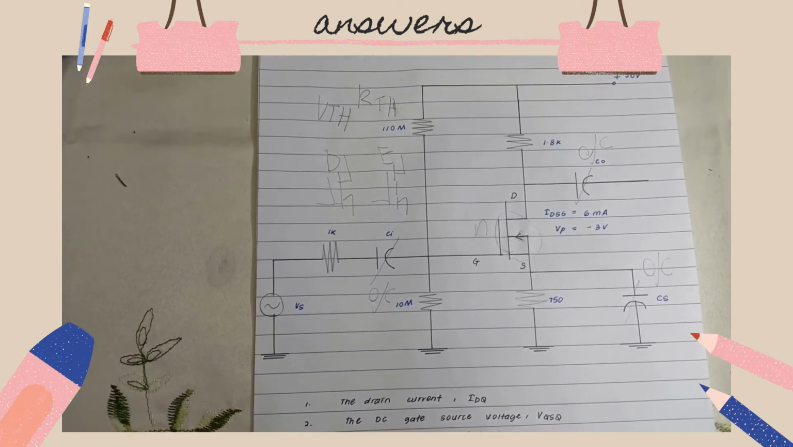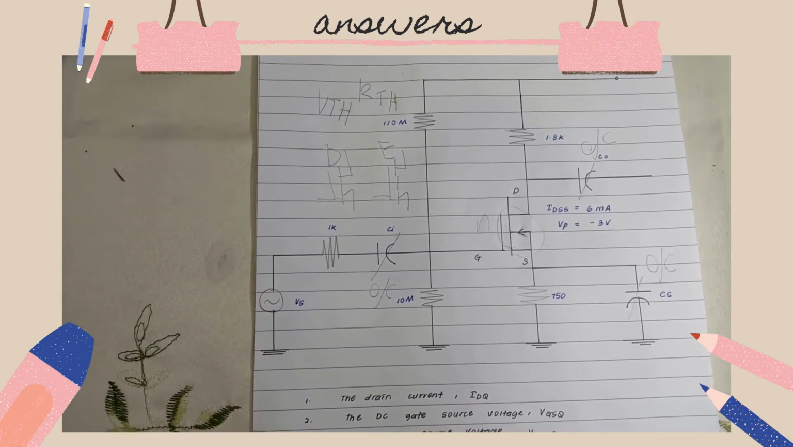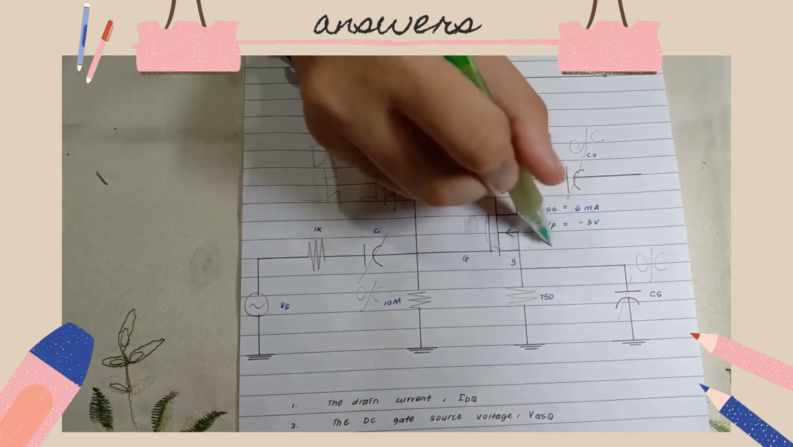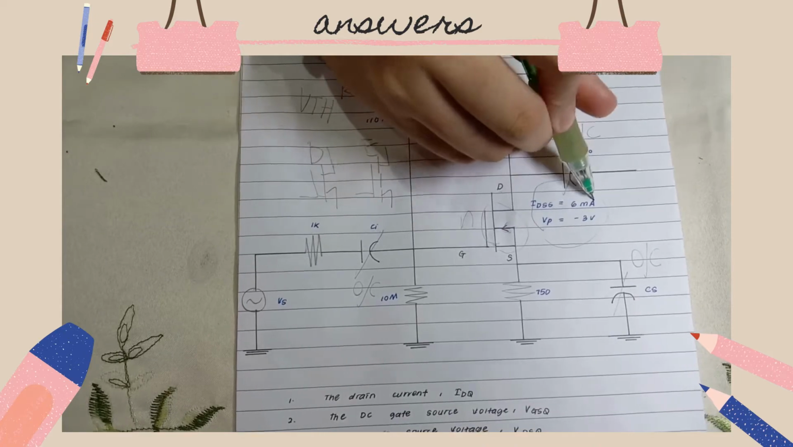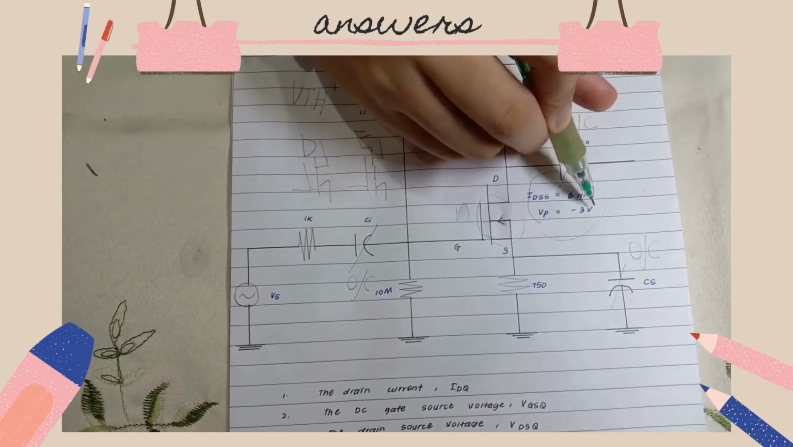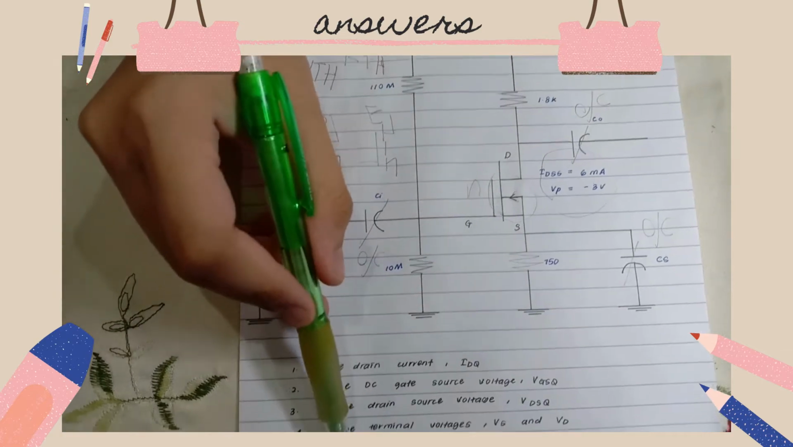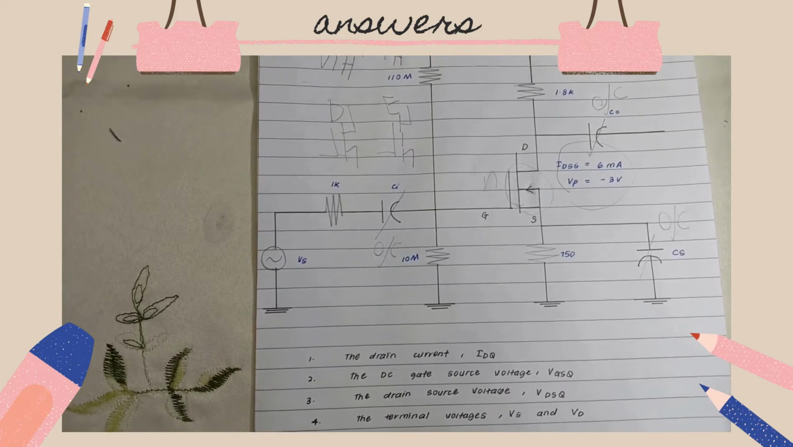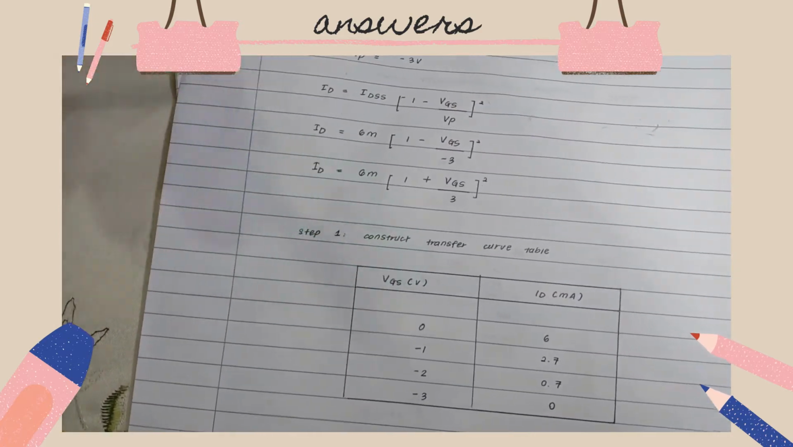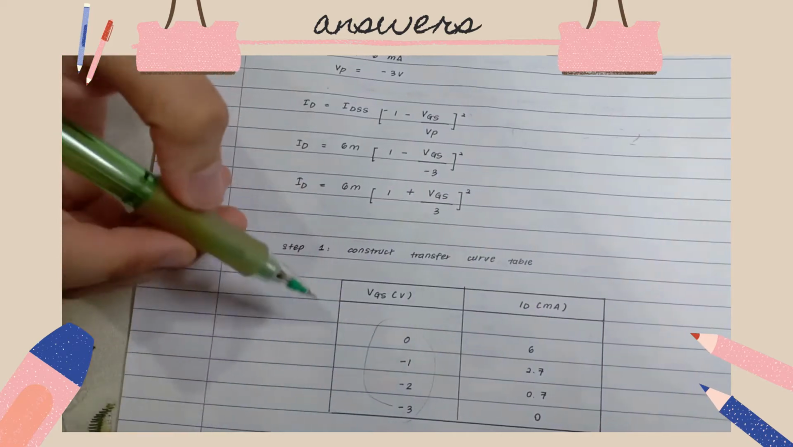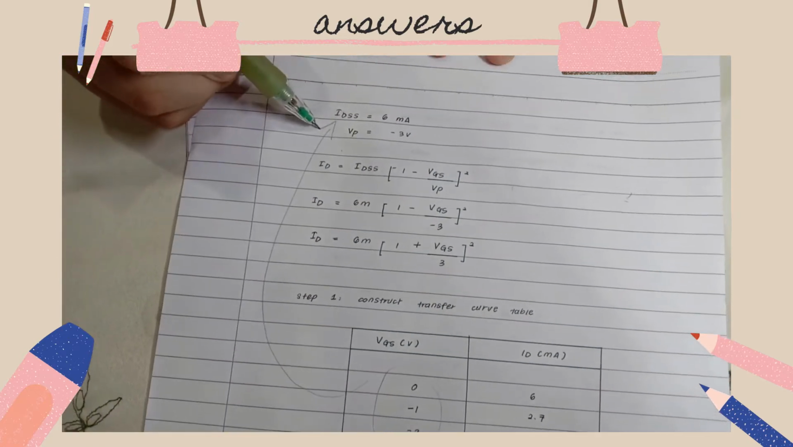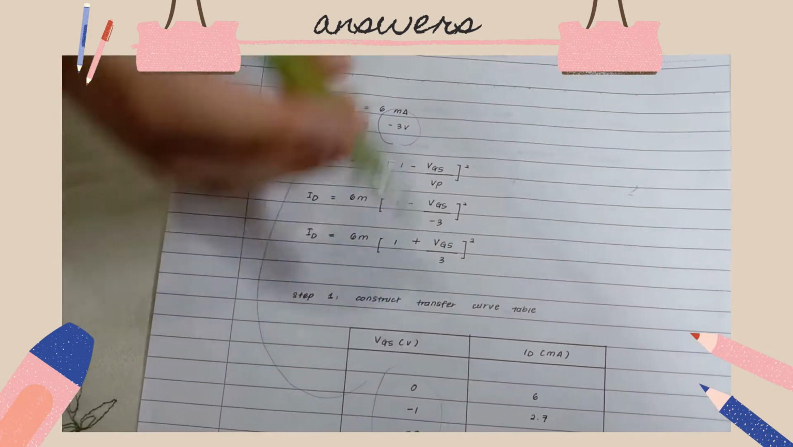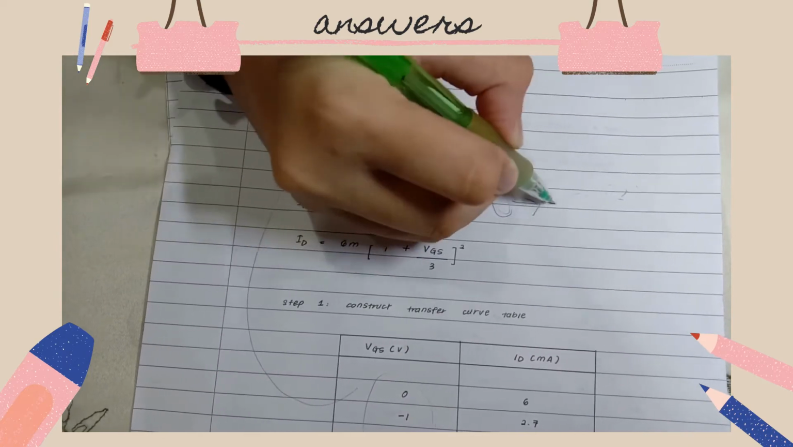First, we need to find the transfer curve table. Find the transfer curve table by using the information given. IDSS equal to 6 milliampere, VP equal to negative 3 volt. Substitute into the formula, and we can find the transfer curve table. And the transfer curve table will be like this. The range for VGS we can find from the value of VP. The value of VP is equal to negative 3 volt. So the VGS range will be from 0 to negative 3 volt.